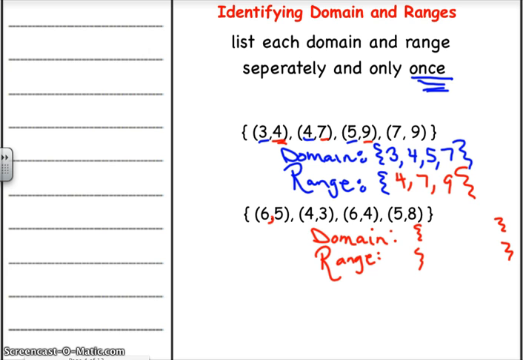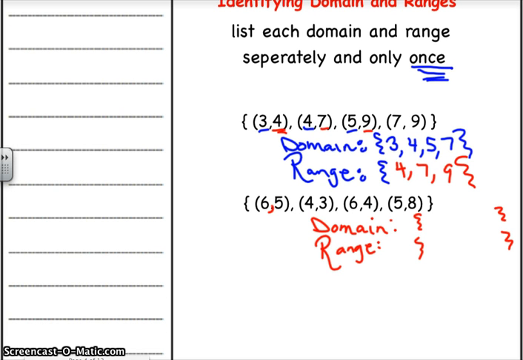Okay, so my domain is my x's. The x's that I have are 6, 4, 6, but I already said 6, so I don't include that one, and 8. So domain is 6, 4, 6, I already wrote 6, I don't write it again, and 5.